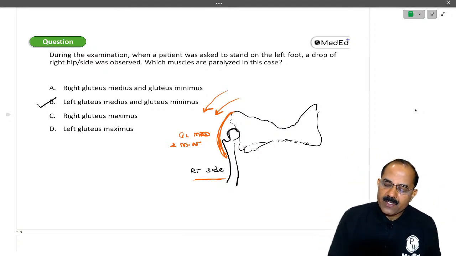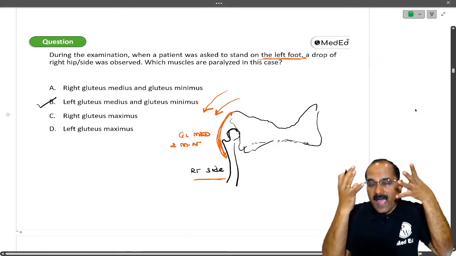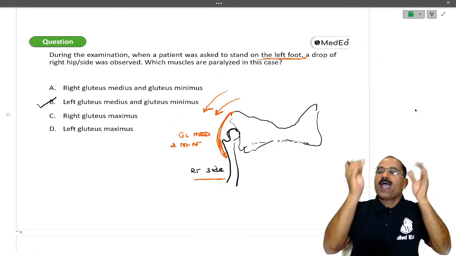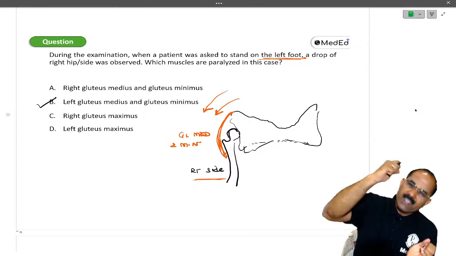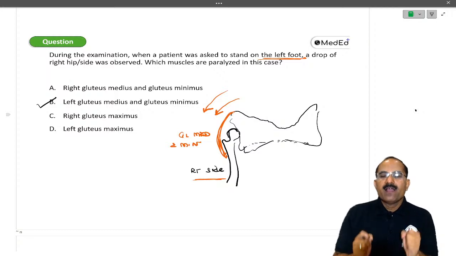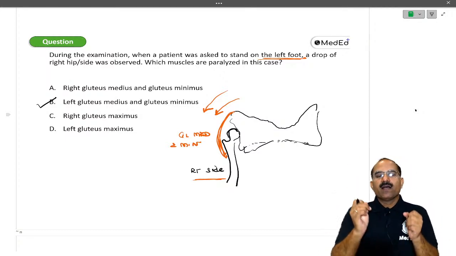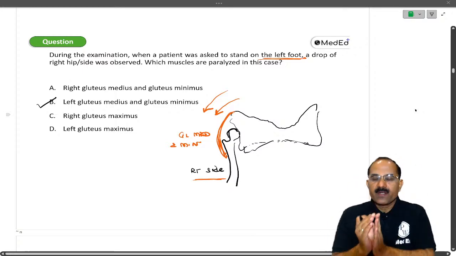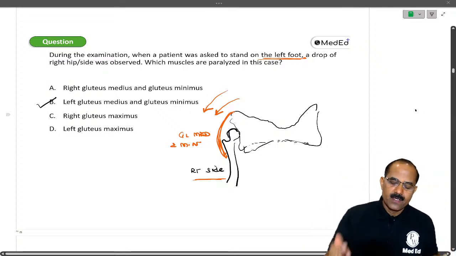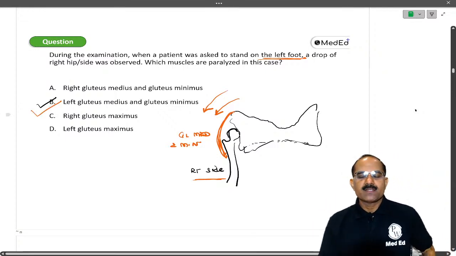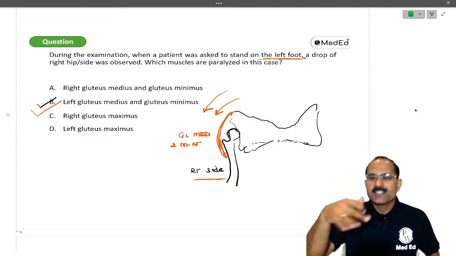So if a patient is standing on the left foot, which gluteal muscles are acting? Left gluteus medius and minimus, and these left gluteus medius and minimus are preventing the pelvis from falling on the right side. Understood? If the left gluteus medius and minimus are paralyzed, if a person is standing on the left foot and the left gluteus medius and minimus are paralyzed, the pelvis will fall on which side? Right side. So the answer is left gluteus medius and minimus. Is this understood, children? If it is not clear, tell me. I'll explain it in a different way.